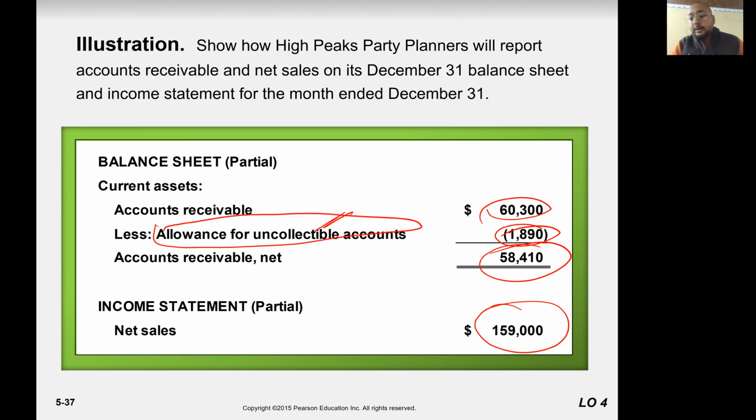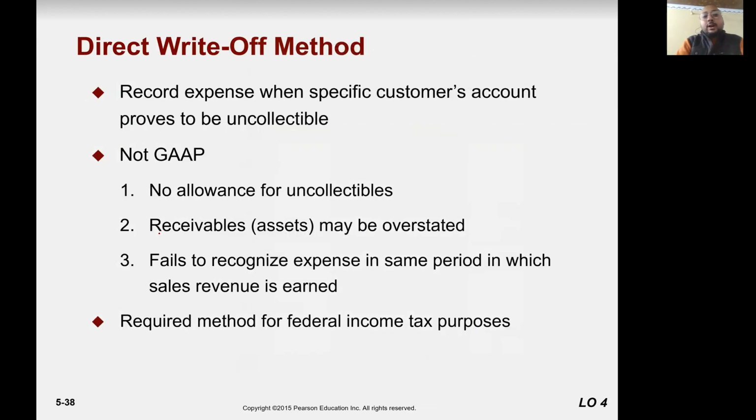And how do we create that? In order to keep in mind the future possibility of uncollectibles, so that our planning is not going to be disturbed. Now the write-off method: you record expense when a specific account proves to be uncollectible. So it is not GAAP, no allowance for uncollectible. Receivables may be overstated. It fails to recognize expense in the same period in which sales revenue is earned.